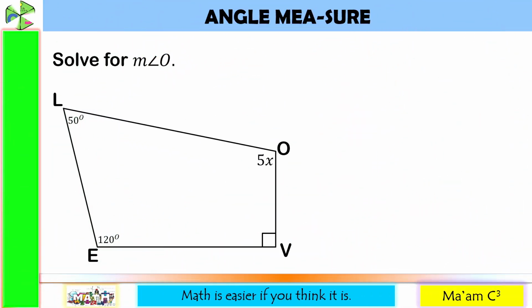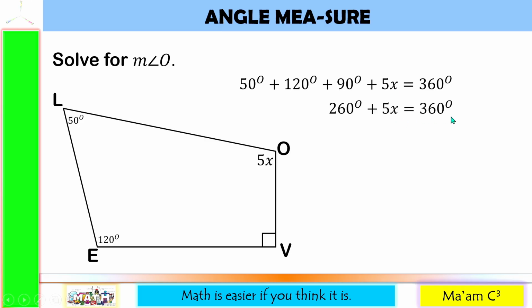Angle measure. Solve for the measurement of angle O. Here is angle O. We just learned that the sum of interior angles of a quadrilateral equals 360 degrees. So we're going to add all these angles. This one is 90 degrees and let us equate it to 360 degrees. 50 plus 120 is 170. Plus 90 is 260 degrees.